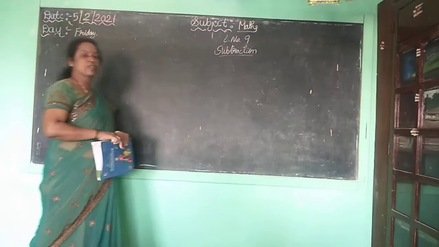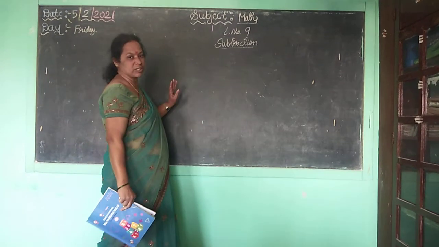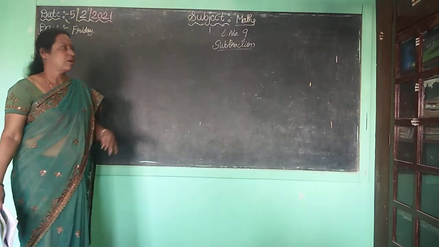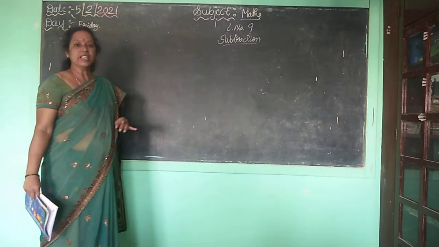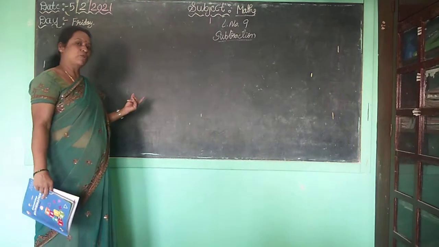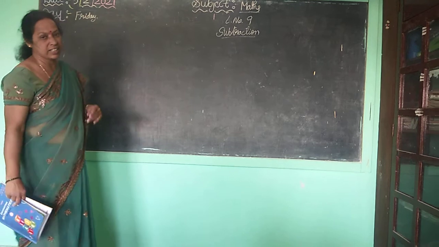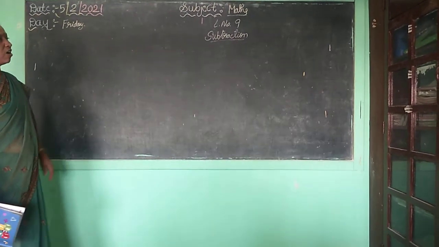Last class we learned about even numbers and odd numbers. What does an even number mean? The number is exactly divisible by 2. An odd number means it is not divisible by 2. 0, 2, 4, 6, 8 are all even numbers. 1, 3, 5, 7, 9 like that, those are odd numbers.